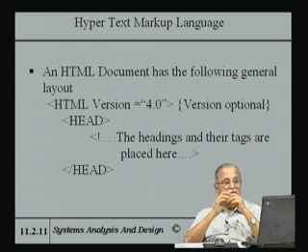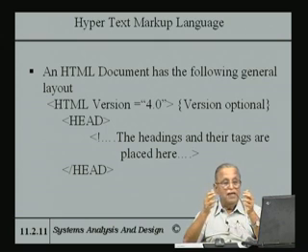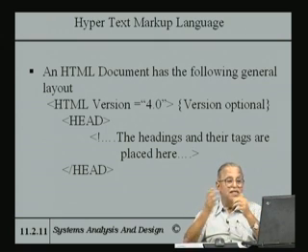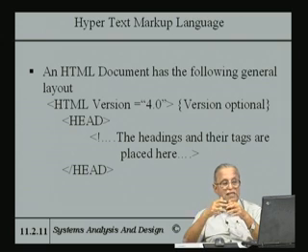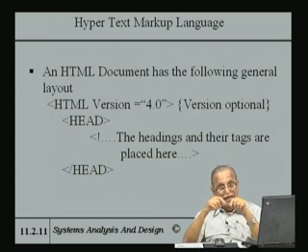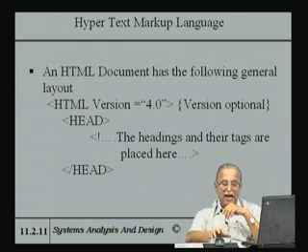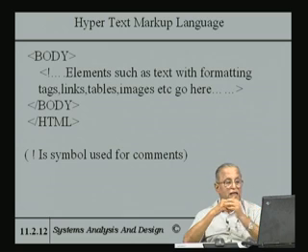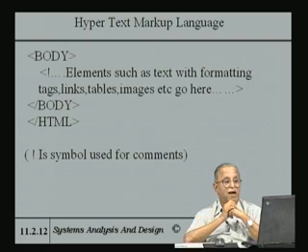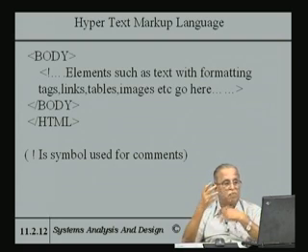Hypertext markup language has a special layout, because it has a syntax like any language. The HTML version is something which can give the version number, which is optional. And the headings and the tags are placed here. The head starts with an angle bracket and ends with an angle bracket in which there is a slash to say that it's the end of the heading. Then the body, the end of the body, and the end of HTML. The exclamation symbol is used for comments, and elements such as text with formatting tags, links, tables, images, etc. are put in the body.